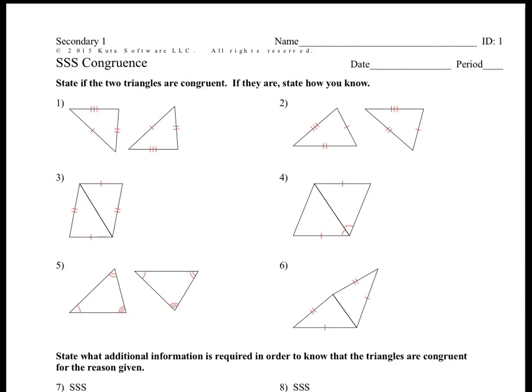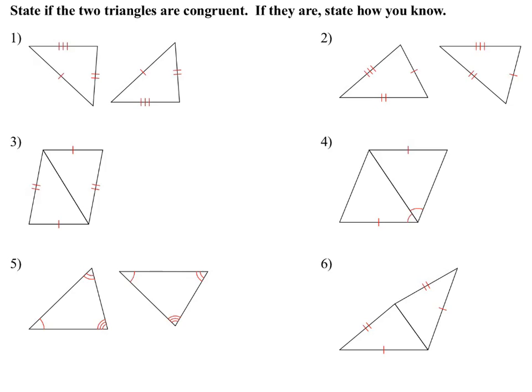Alright, it's time for the solutions for the side congruence assignment. On this entire first section, you're just saying if the two triangles are congruent. You have to say how you know, if they're congruent. It's probably because you know that you have three pairs of sides that match. So if you look at one here, these two are congruent. And you know that by side.